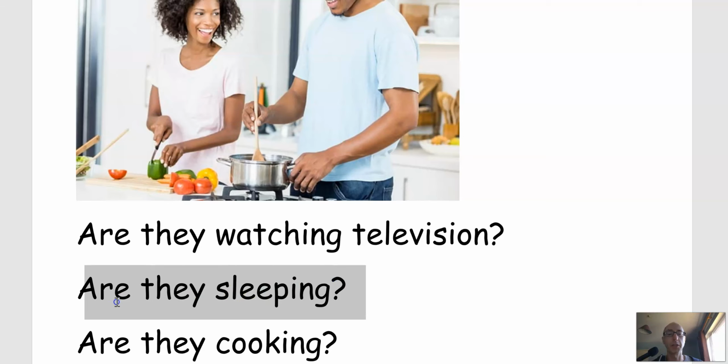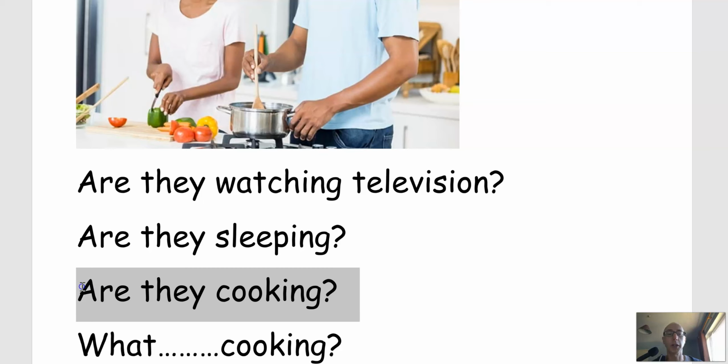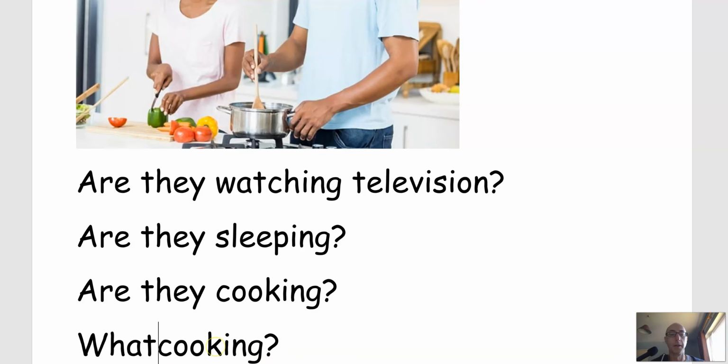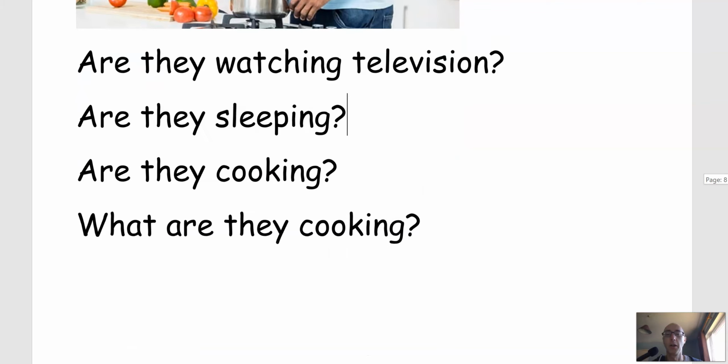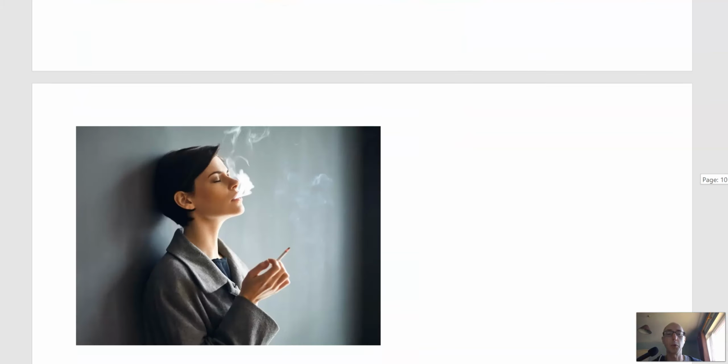So again, the answers. Are they sleeping? No, they aren't. Are they cooking? Yes, they are. And make a question with what? What are they cooking? Exactly. So remember, the they and the are go together. In the question, we put the are first. Okay, let's see if you can make some questions.